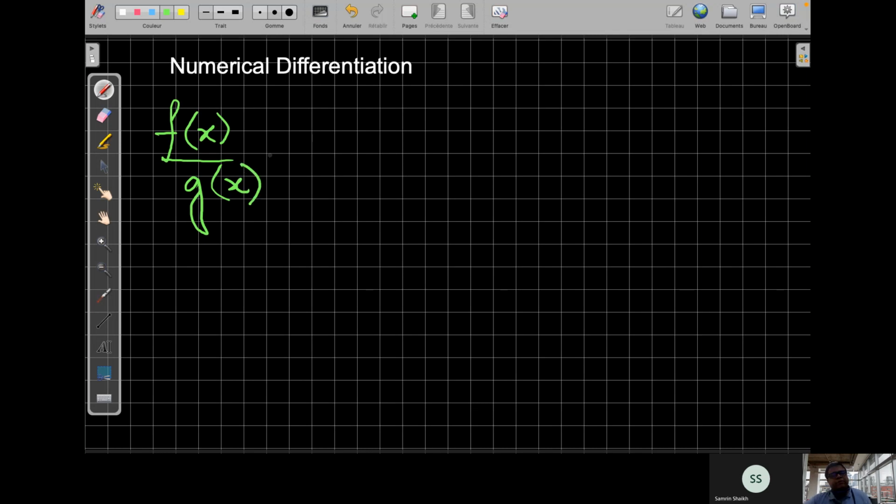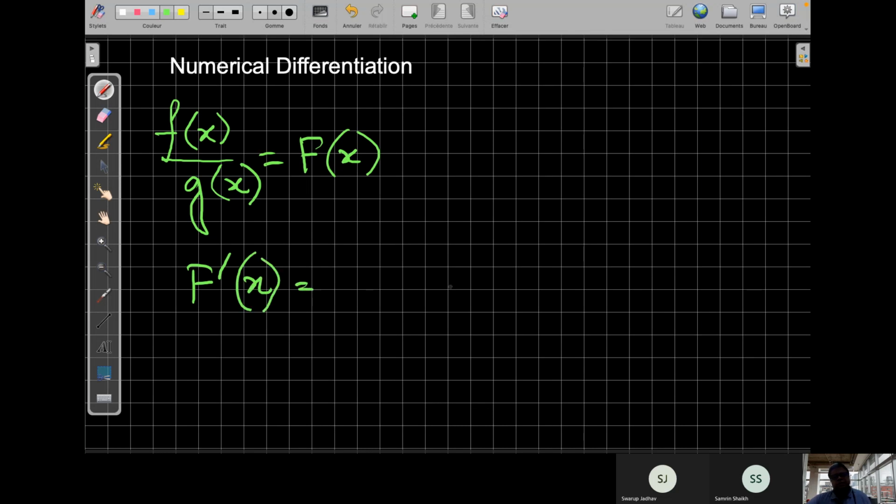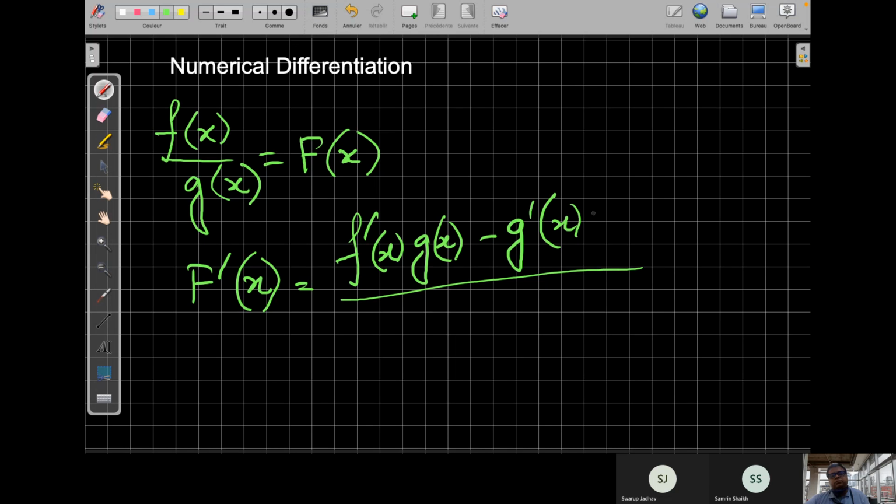Okay, and you remember if your function is like this, if I have to differentiate this function, then the differentiation looks like this. You have got f prime x, and there will be a numerator, which looks like this: f prime x into g x, and then you will have g prime x into f x, and then there will be g x whole square. Okay, this kind of expression will be there.